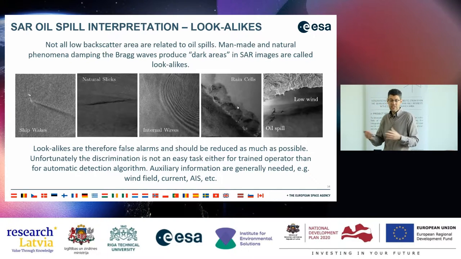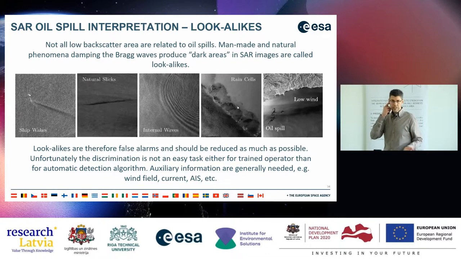Then we have natural slick due to natural biogenic activities in the oceans. Then we have the so-called internal waves. You can see that they are waves, but you see the pattern between bright and dark patches, right? Then we have rain cells. So if you have strong rain over the ocean, the rain also dampens the roughness of the ocean surface, and then you have this structure of dark and white circular patches in the SAR image.